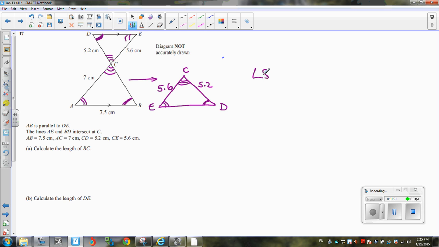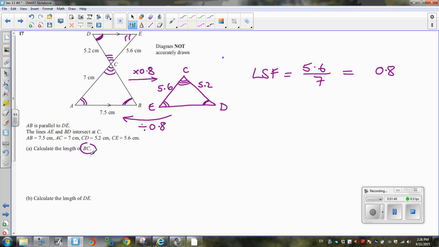Well, if we look, the length scale factor is going to be 5.6 divided by 7. So the length on the new triangle divided by the length on the old. Now that comes out as 0.8. Which means that if you're going in this direction, we're going to multiply lengths by 0.8. If we're going in this direction, we're going to do the opposite, which is divide by 0.8.